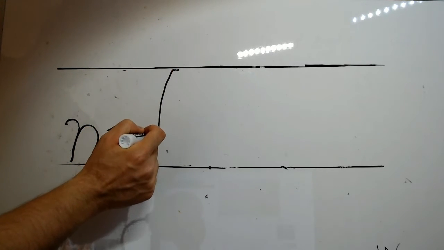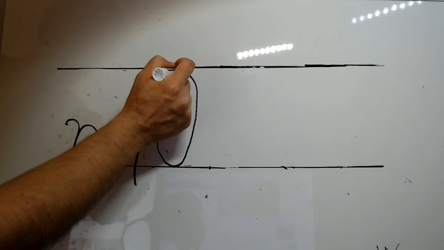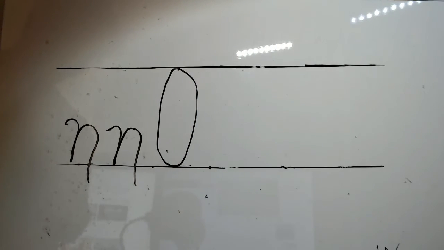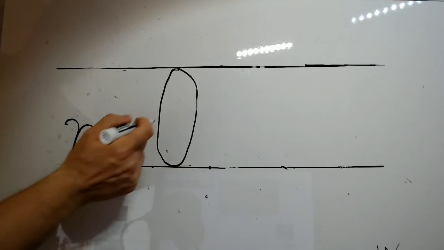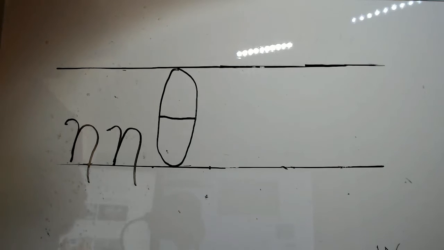What we're going to do with this one is draw a nice oval shape starting at the top, come back around like that, and then draw a line pretty much straight through the middle, and that is the letter theta. Okay, a soft TH sound.